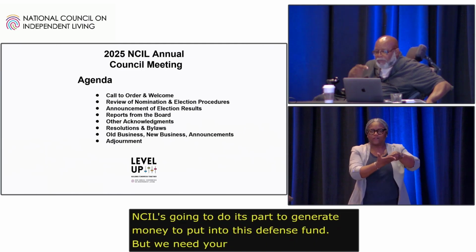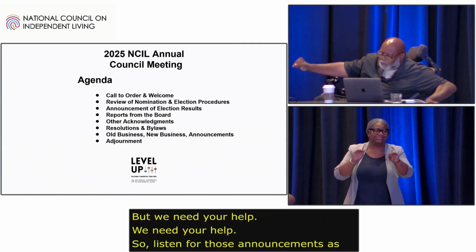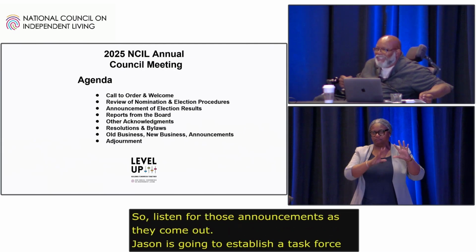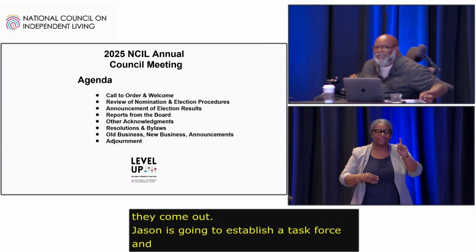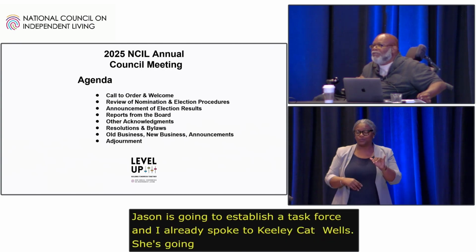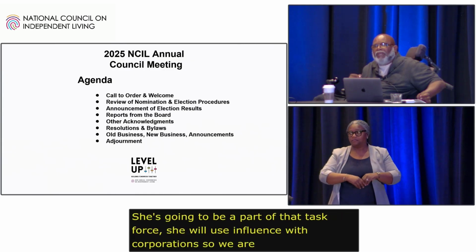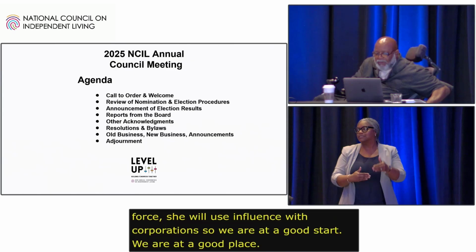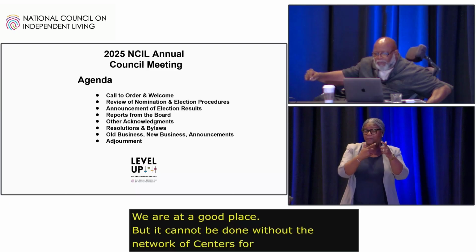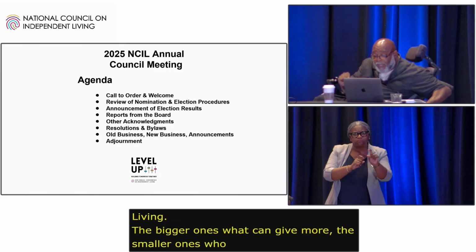We need your help. So just listen for those announcements as they come out. Jason is going to establish a task force. And I already spoke to Keely Cat Wells. She wants to be a part of that task force. She's going to lose her influence, right, with these corporations, right? And so we're at a good start. We're at a good place, but it cannot be done without the network of Centers for Independent Living. The bigger ones who can give more, the smaller ones who can give a little, but everybody needs to give because we're going to fight on your behalf.